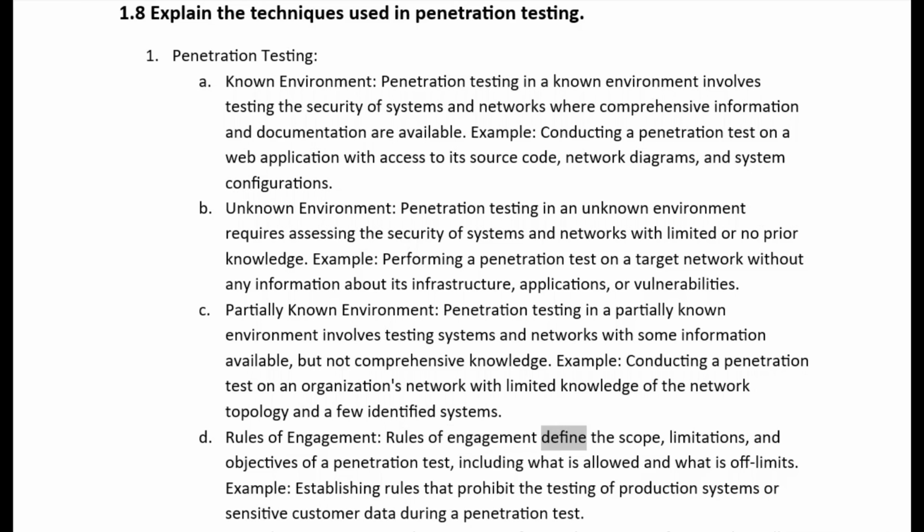Rules of engagement. Rules of engagement define the scope, limitations, and objectives of a penetration test, including what is allowed and what is off limits. Example, establishing rules that prohibit the testing of production systems or sensitive customer data during a penetration test.